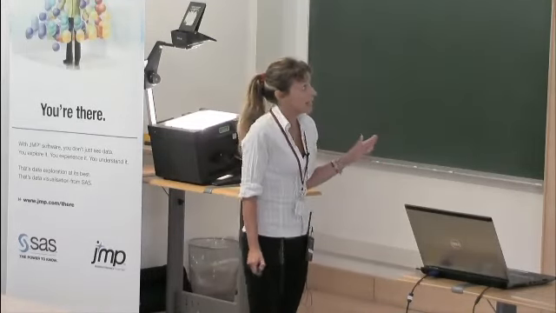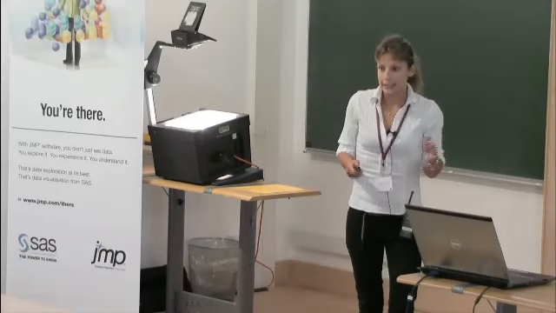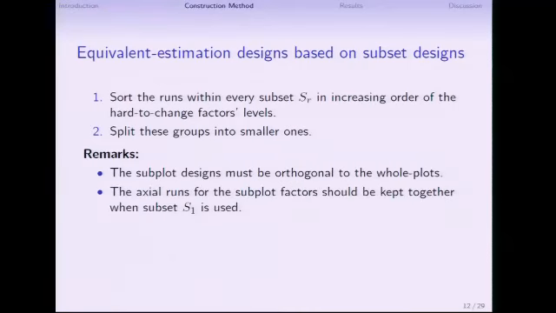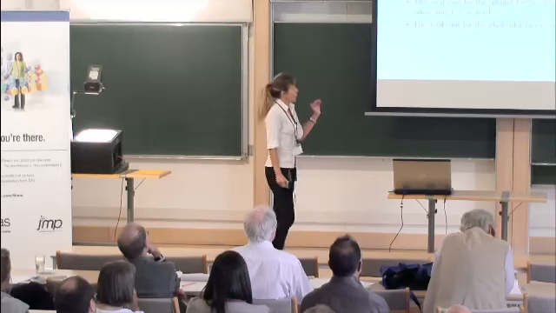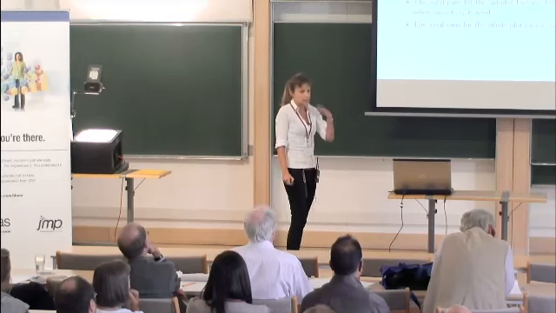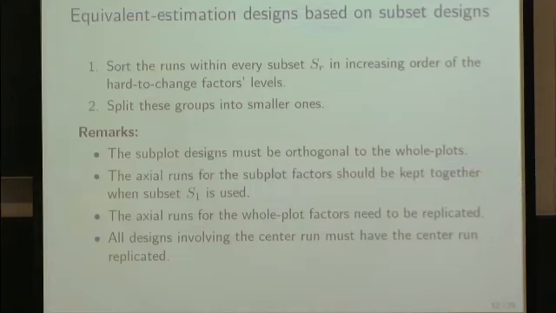Some general remarks: the subplot designs must be orthogonal to the whole plots in order to maintain the equivalent estimation property. Also, the axial runs for the subplot factors should be kept together when the subset S1 that we saw before is used. The axial runs for the whole plot factors need to be replicated in order to obtain balanced designs with whole plots of equal size. And all designs involving the center run must have the center run replicated, for the same reason, to have balanced designs.